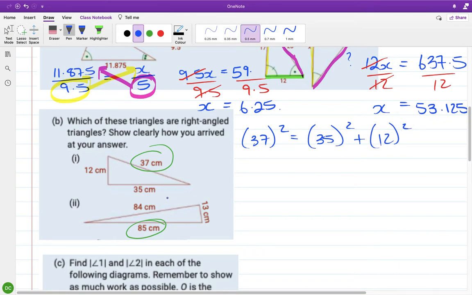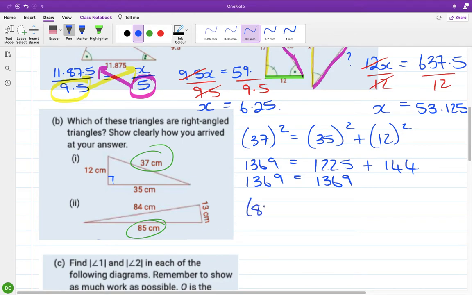37 squared is 1369. 35 squared is 1225, and 12 squared is 144. And that is 1369 equals 1369. So that means 37 was a hypotenuse, which means that is right angled.